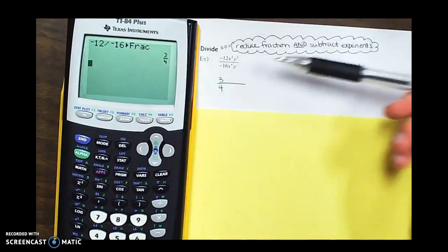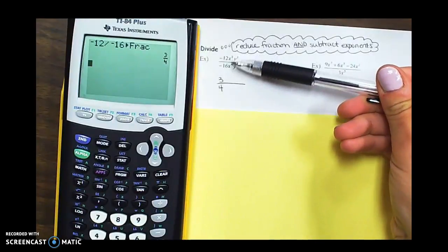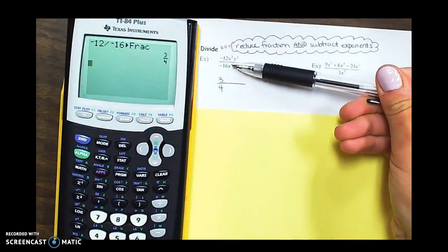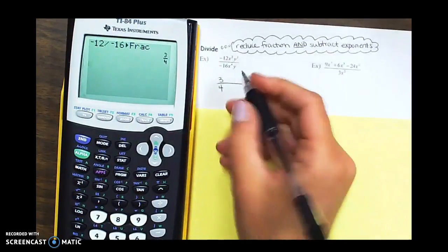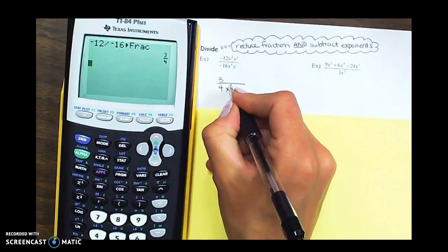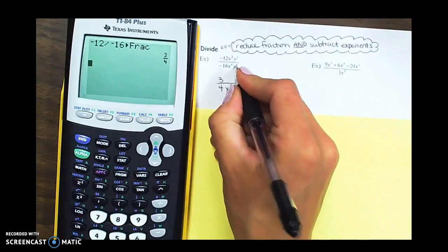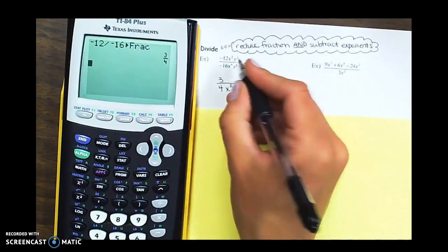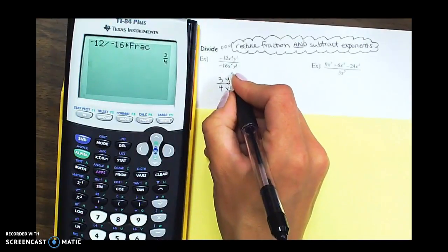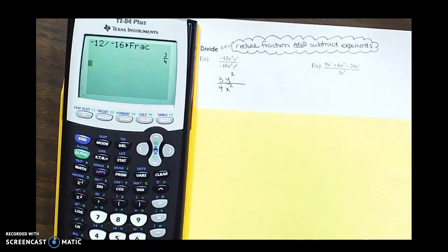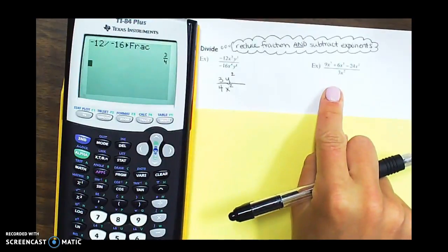Then we're going to subtract the exponents. So here we have x squared, x to the 4th. So 4 minus 2 is 2, but the bigger x is in the bottom, so this is going to stay in the denominator. And then we have y to the 3, y to the 1, so 3 minus 1 is 2, and the bigger y is in the top, so y squared. And we've got it.